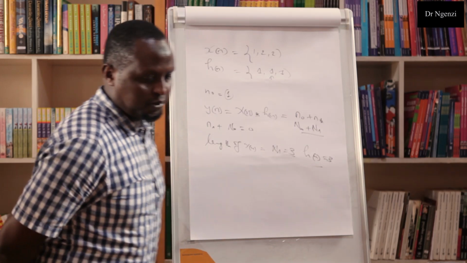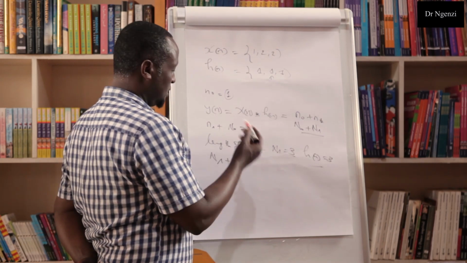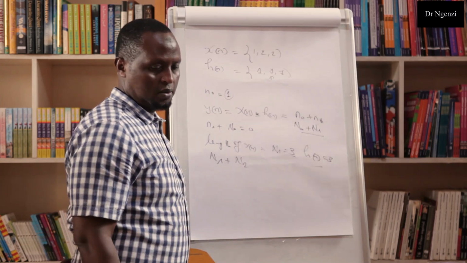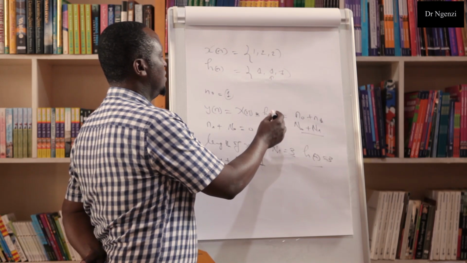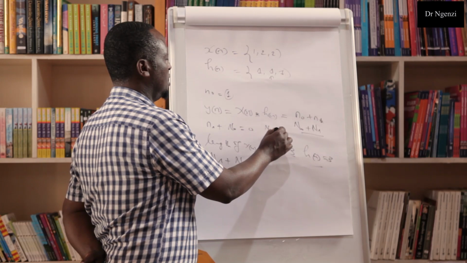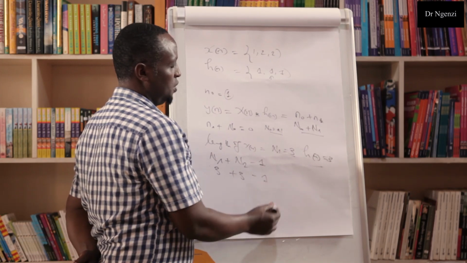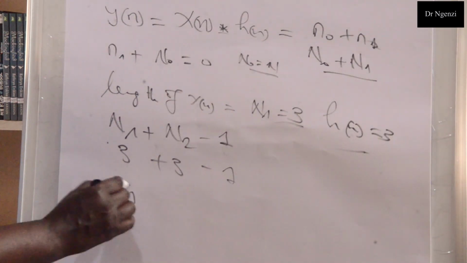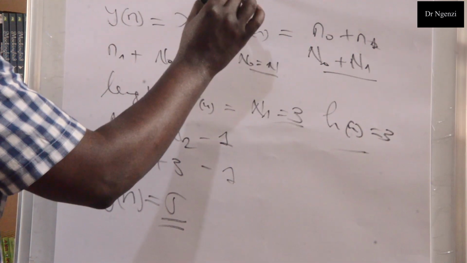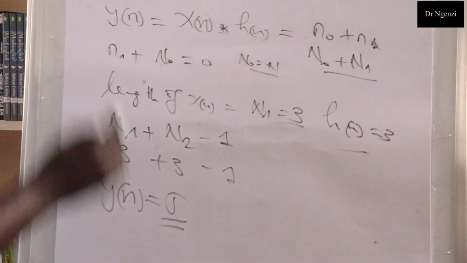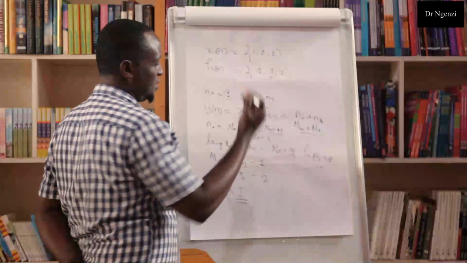And your response time is going to be n, for example, n1 plus n2, then minus 1. We're saying n minus 1. So originally they were saying n0 is equal to n1. So here it is going to be 3 plus 3 minus 1, which means the length of y of n is going to be 5. You see, from the beginning they said n0 equals n1, and n1 is equal to 3, as you can see.